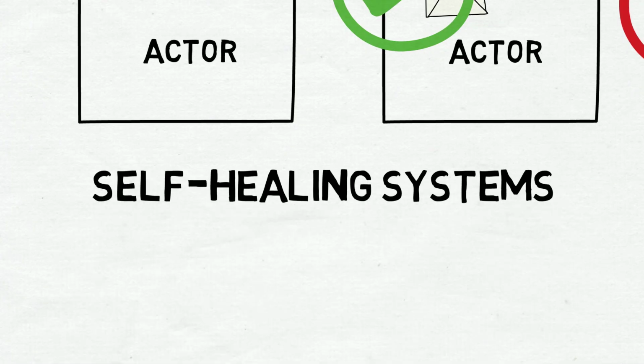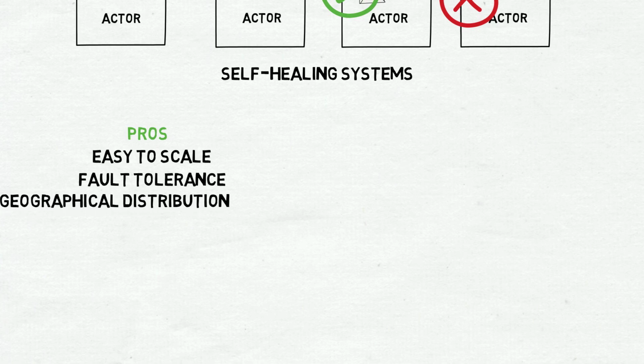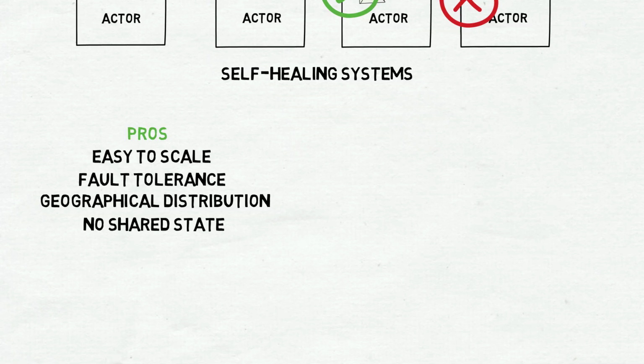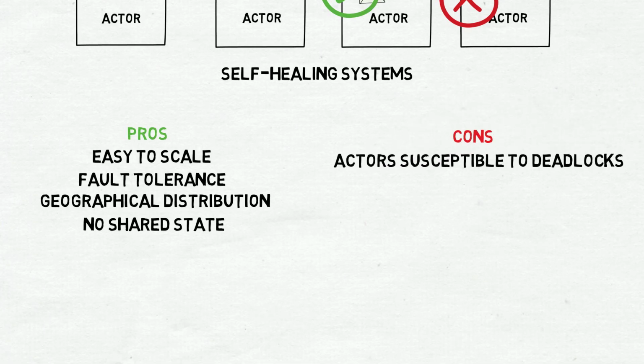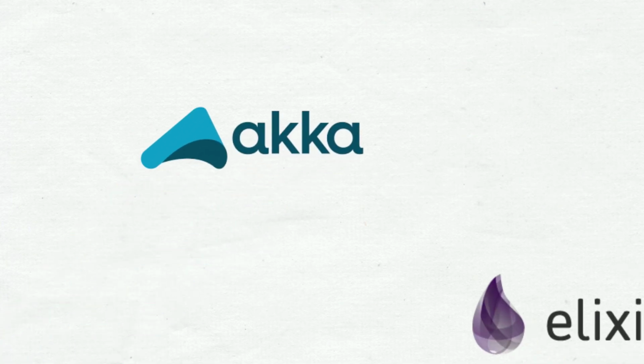Let's look at the pros and cons of the actor model. Pros: easy to scale, fault tolerance, geographical distribution, and we can avoid a lot of concurrency issues by not sharing state. Cons: actors are susceptible to deadlocks and overflowing mailboxes. We need to remember that the actor model is only a conceptual model, and a lot of properties of your system depend on the chosen implementation. The best known implementations of the actor model are Akka and Elixir.